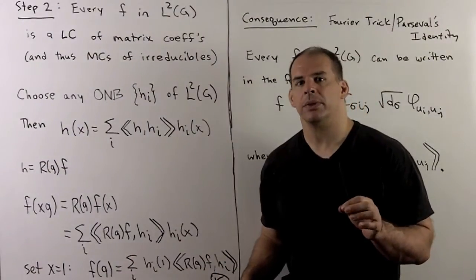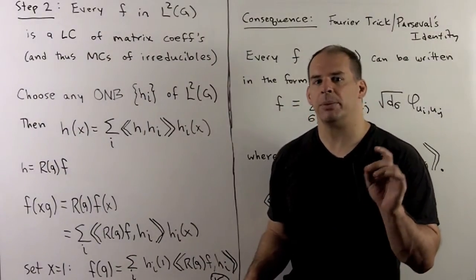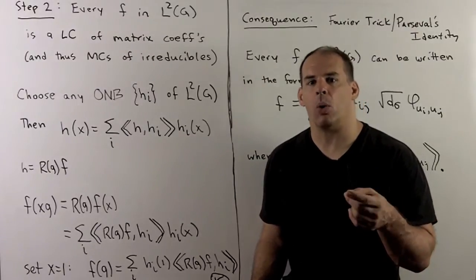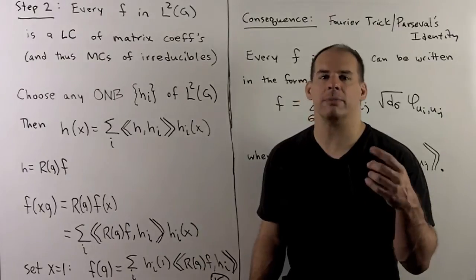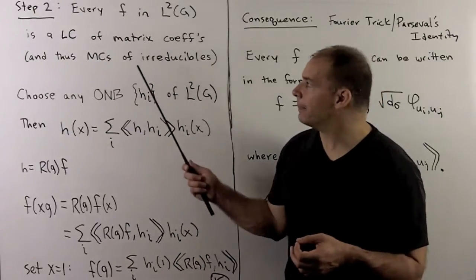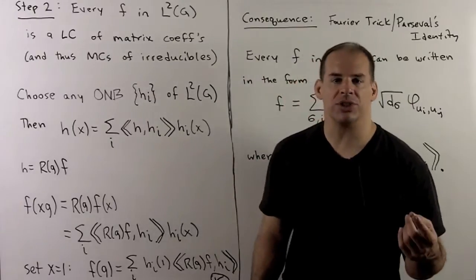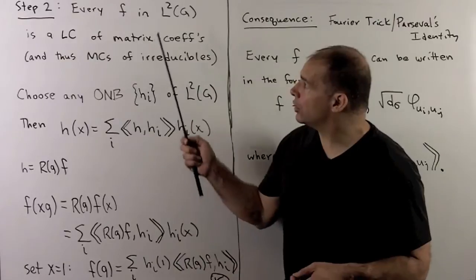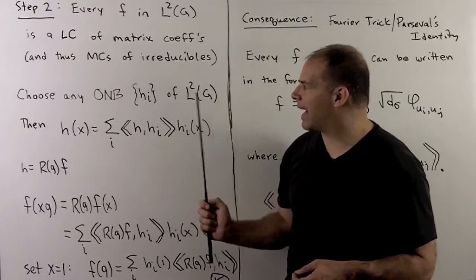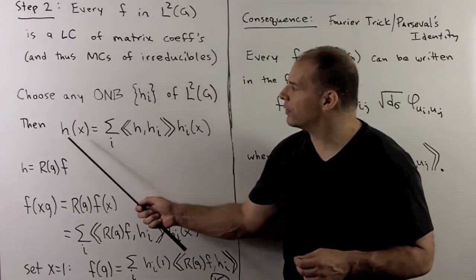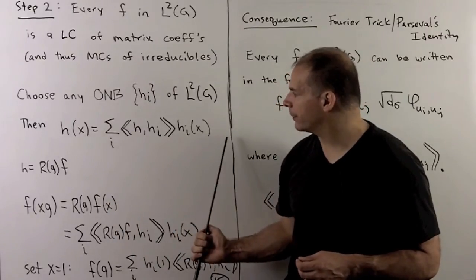For step 2, show that any f in L2 of G can be written as a linear combination of matrix coefficients. Then by part 1, a linear combination of matrix coefficients of irreducibles. Now, that shows that our orthonormal set is also spanning. To show this, I'm going to choose any orthonormal basis h sub i for L2 of G. So that means we can write any h in L2 of G in this form here.